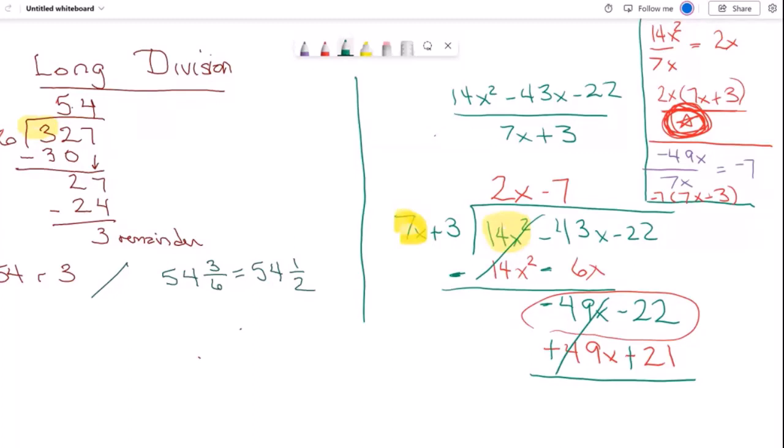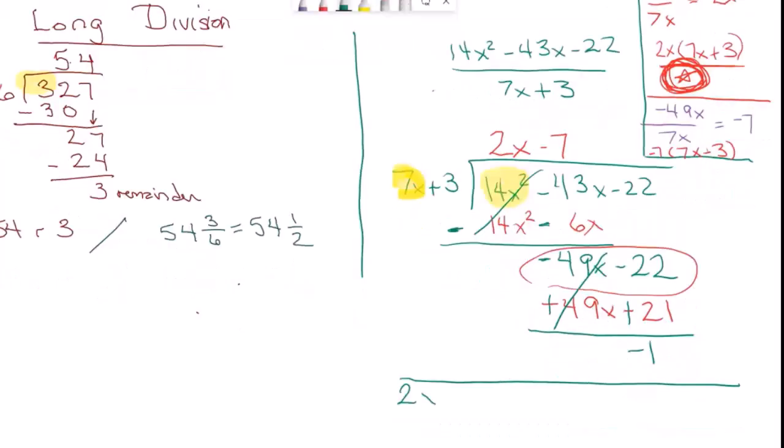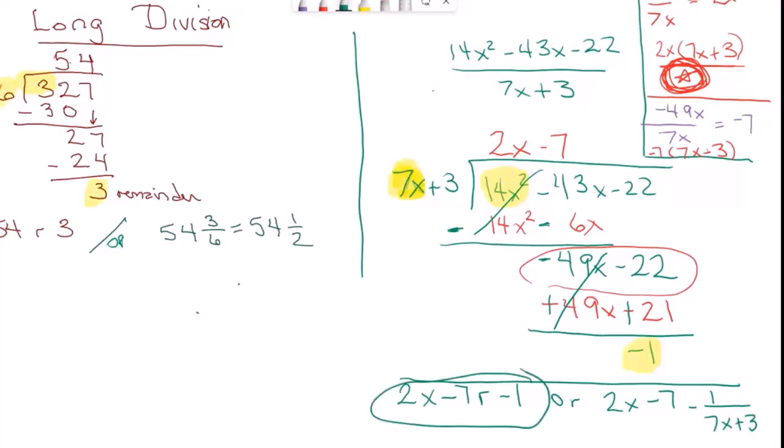It's exactly what I wanted to happen. Minus 22 plus 21 is minus 1. I could say that 14x squared minus 43x minus 22 divided by 7x plus 3 is equal to 2x minus 7, remainder minus 1. Or 2x minus 7 minus 1 over 7x plus 3. They're exactly equal, just two different ways to write it.